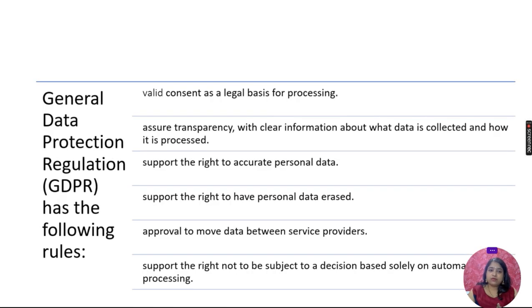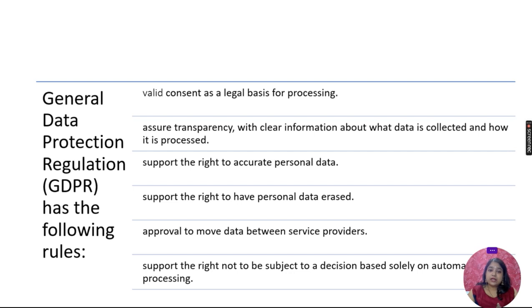Now, before going to the utilities, we have to understand that there are various general data protection regulations, and they are to be used when we are transferring the data from one system to another system, or we are processing the data. So, the valid consent of a legal basis for processing is required from the user. Then we have to ensure transparency. That means clear information about what data is collected and how it is processed.